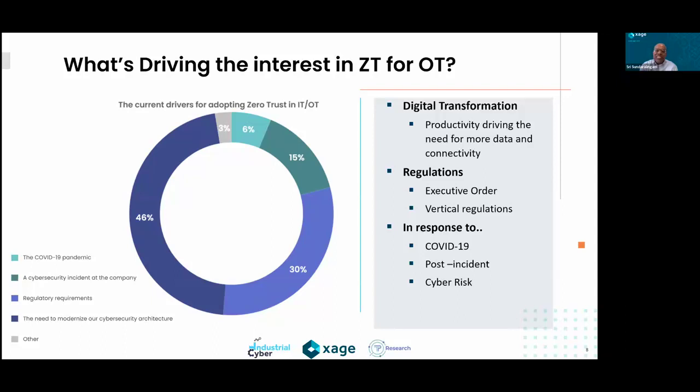The joke in the industry is it takes a breach to get funding sometimes. Small breach. Exactly. So it was a bit of a surprise that it was not in the top two, but it's good.